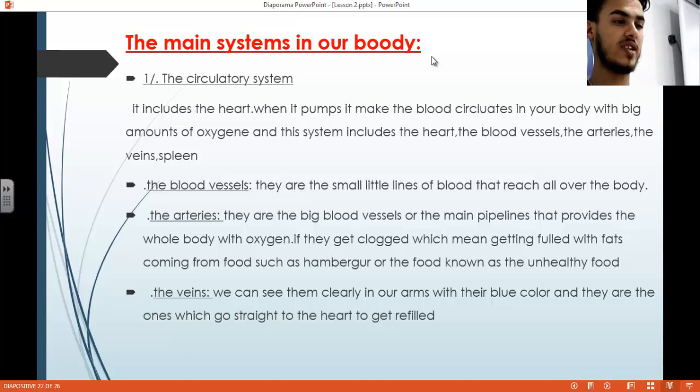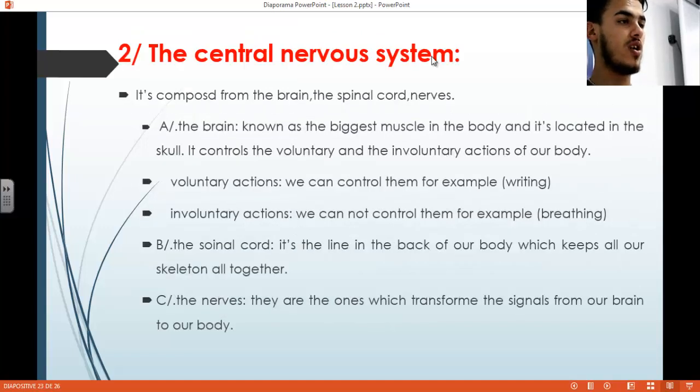The veins, we can see them clearly in our arms with their blue color, and they are the ones which go straight to the heart to get refilled. Secondly, the central nervous system or the mind system. It is composed of the brain, the spinal cord, and nerves. A. The brain, known as the biggest muscle in the body, and it is located in the skull. It controls the voluntary and the non-voluntary actions in our body.